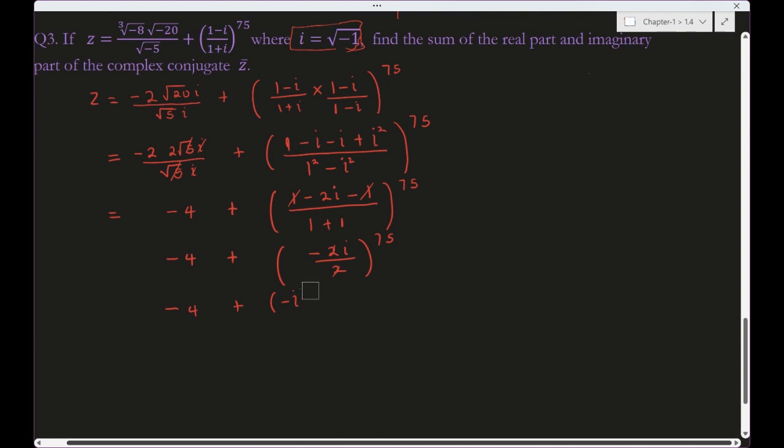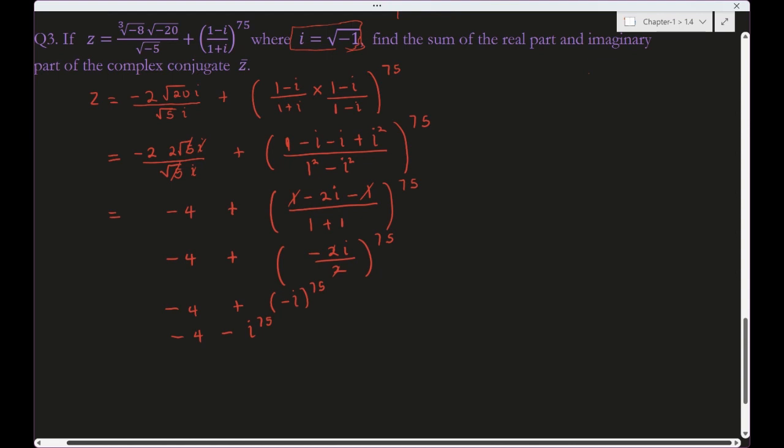Okay, to power still outside. Now this is minus, and 75 is an odd number. So this minus can come out. So we have minus 4 plus minus i to power 75.